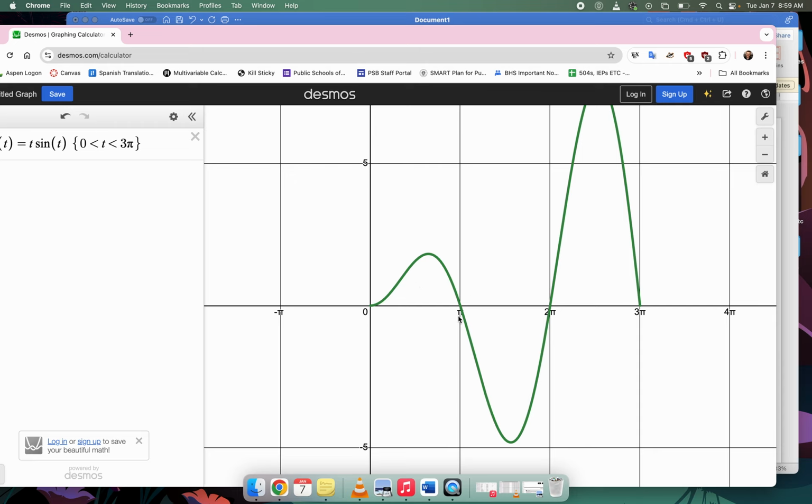But then if you integrate from pi to 2 pi, this region's below the x-axis, it's going to be a negative area. That's going to be a negative displacement. In other words, it's going to be a displacement to the left. And then this guy, of course, is going to be a positive displacement. If you just integrate this function from 0 to 3 pi all at once, the positive displacement here and this positive displacement here, some of that positive displacement to the right is going to get canceled by the negative displacement to the left right here.